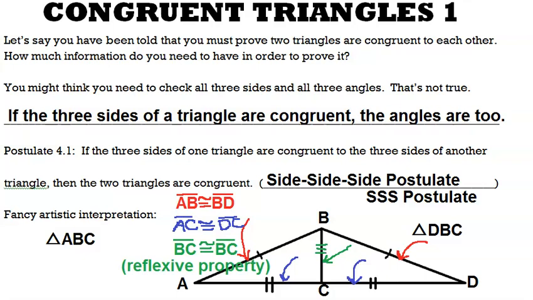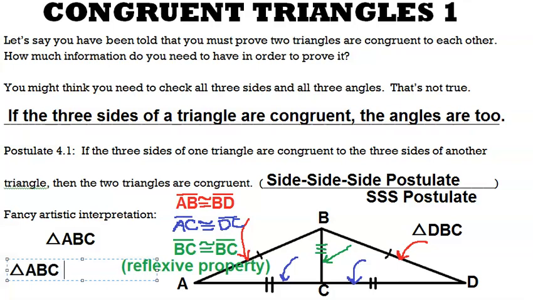That's how this thing works. So we have side AB matching with side BD. We have side AC matching with side DC. And we have BC matching with BC because you are congruent to yourself. So what that leaves us with is a final statement. Because the three sides match, that means the angles do too. And we could just say, hey, look, these two triangles are congruent.